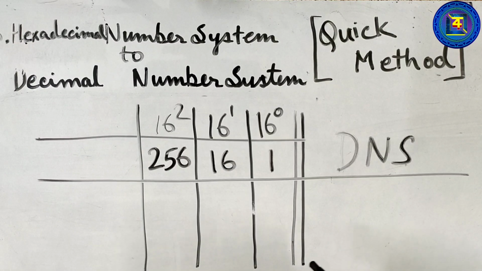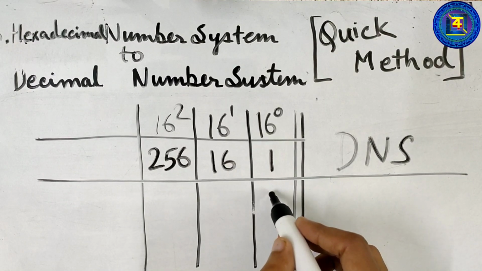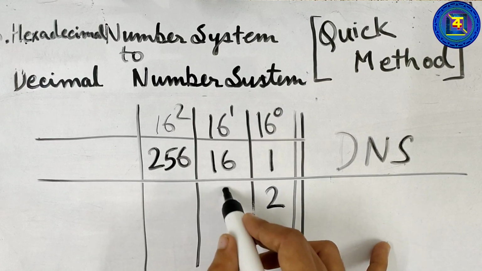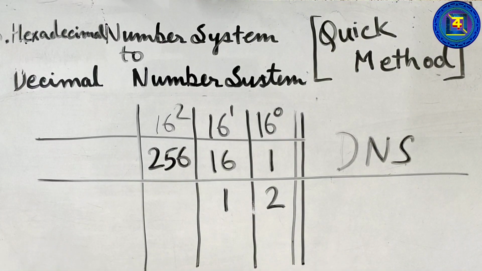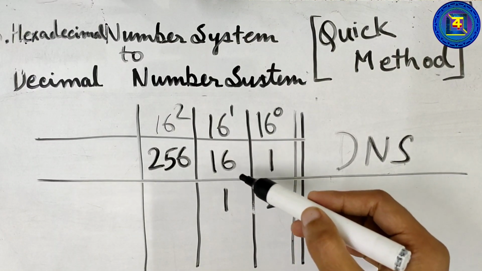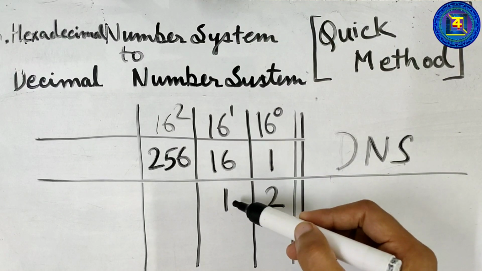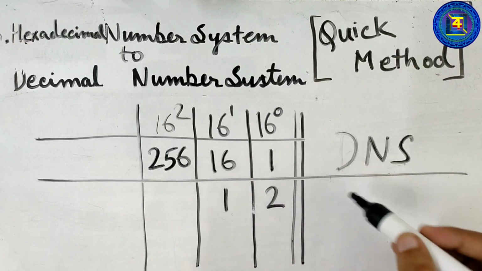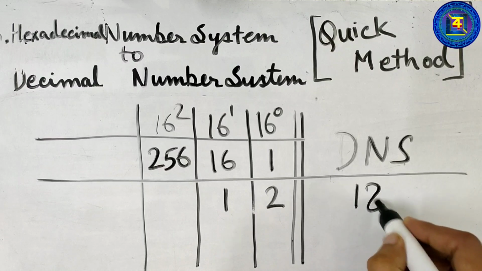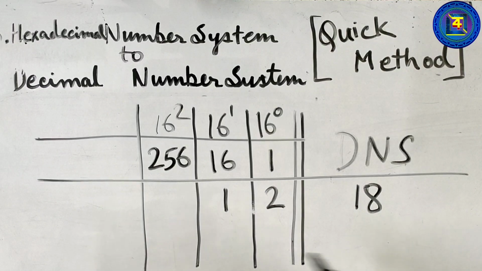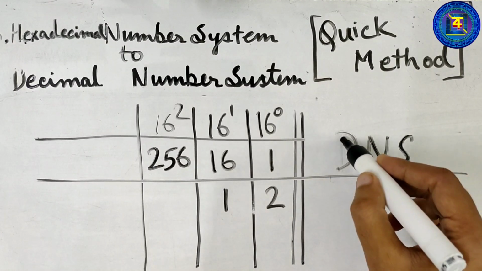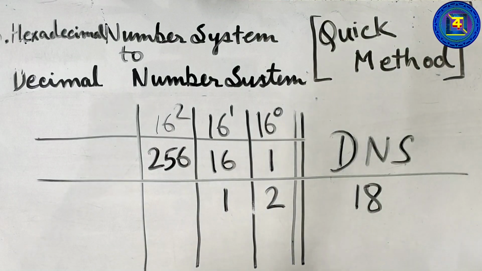And our very first question was 12, remember? So we'll do it 1 and 2, obviously from right to left. So how are we going to proceed? 16 ones are 16 plus 2 ones are 2. 16 plus 2, it is 18. So our very first answer, that was 12 in hexadecimal, in decimal number system we are going to write it as 18, correct?